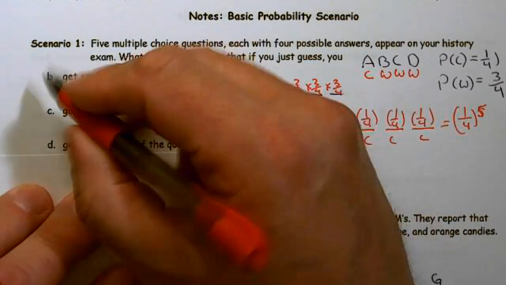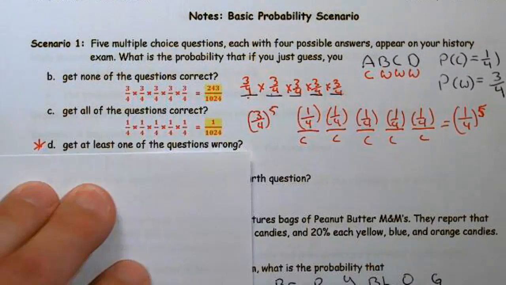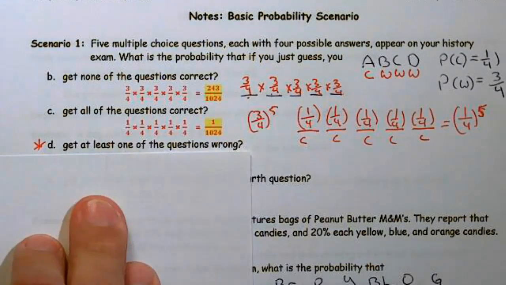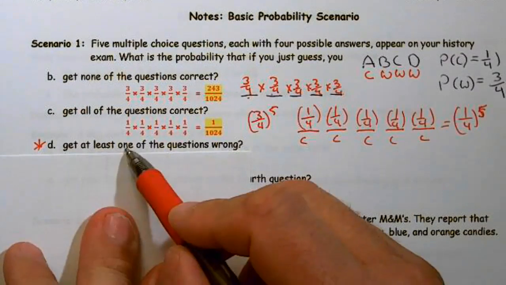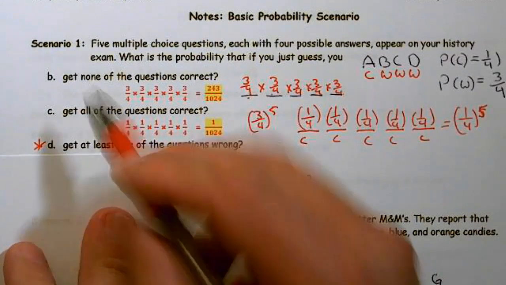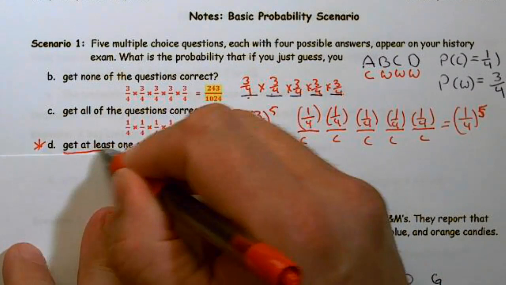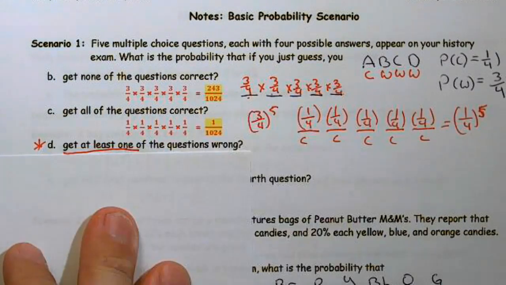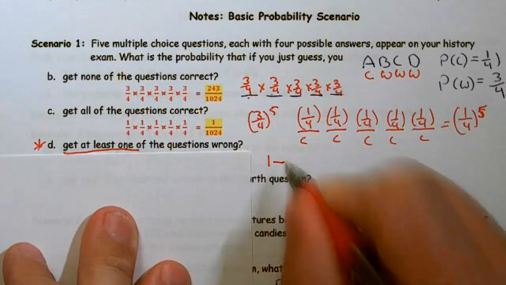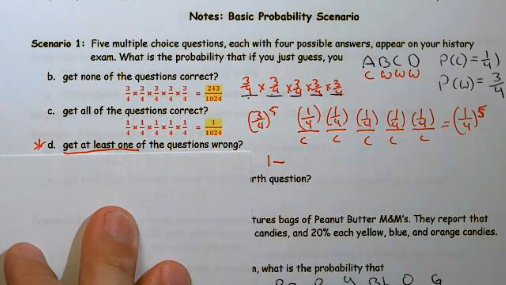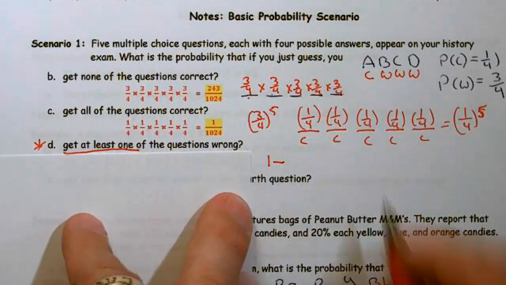This one, part D, is one of the most difficult questions of all, and students struggle with it. If I see the word at least one, and I'm specifically looking for at least 1, I'm not looking for at least 2, I'm not looking for at least 3, we'll do that in a later unit, but at least 1 is the most difficult. So at least 1, I'm going to go 1 minus, and let's talk about that.